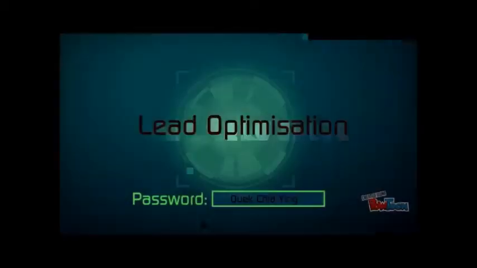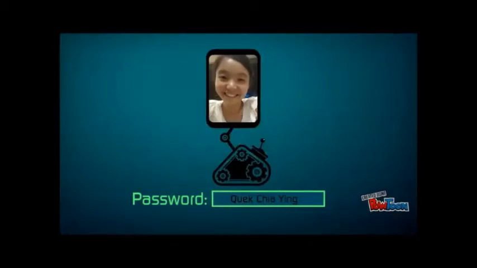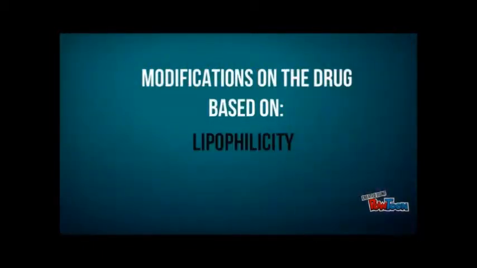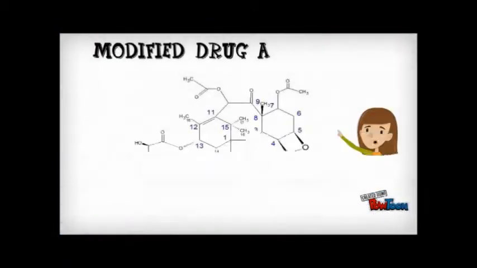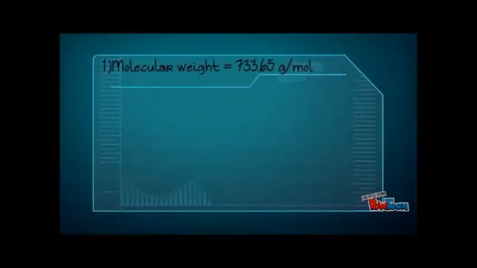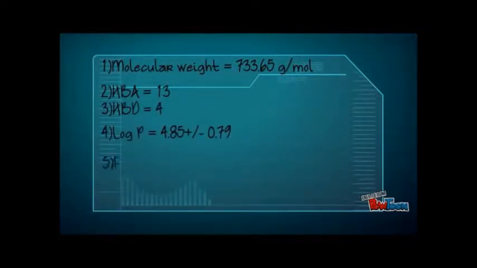Now I want to talk about the lead optimizations I am trying. Our modifications on the drugs is based on lipophilicity. We modified drug A by changing the group at carbon 2, 4 and 7. As you can see, these are the characteristics of the new modified drug A.